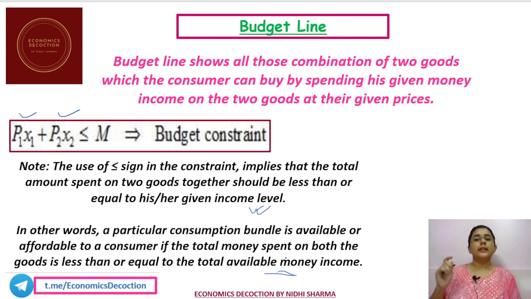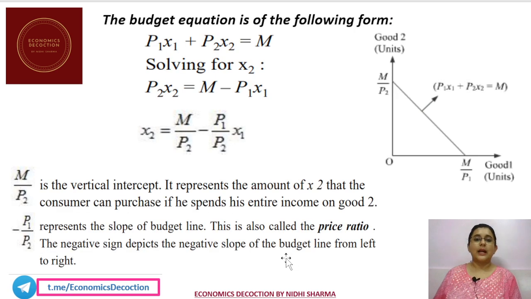So basically, the consumer's total expenditure must be less than or equal to his total income. Now let's understand the budget equation. The budget equation is represented as P1x1 plus P2x2 equals M. This means the expenditure on good 1 plus expenditure on good 2 is equal to the money income of the consumer. So solving for x2, we get P2x2 equals M minus P1x1, where x2 equals M by P2 minus P1 by P2 into x1.